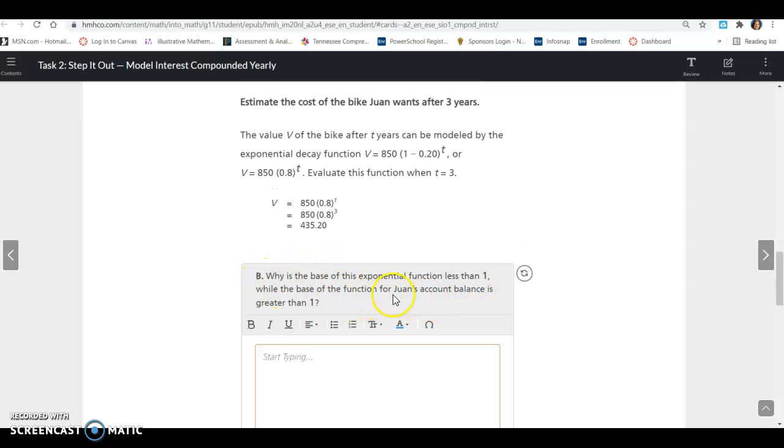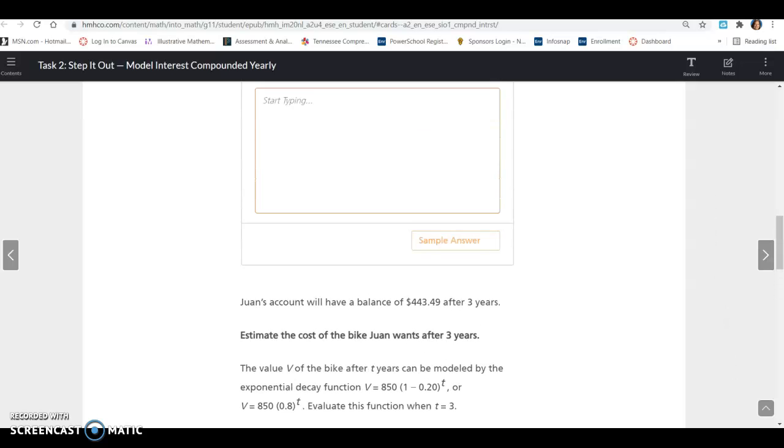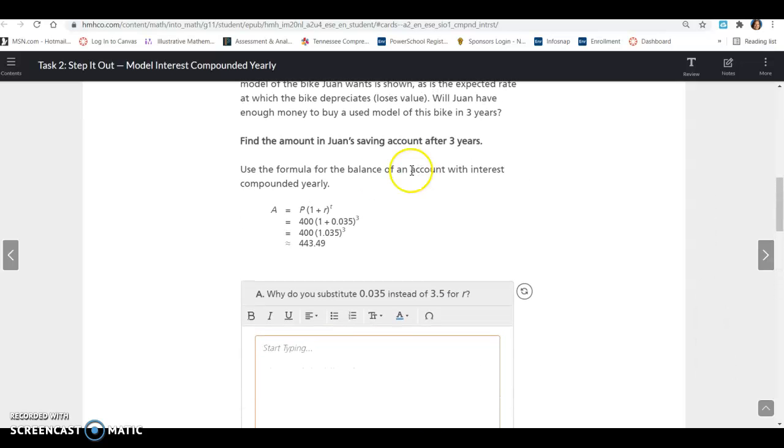All right, so it says, why is the base of the exponential function less than 1, while the base of the function of Juan's account balance is greater than 1? All right, so this was an exponential decay function, and we know that because it was depreciation. Depreciate means it's going to go down in value. So the number inside your parentheses is going to be between 0 and 1. That means exponential decay. The one above was exponential growth because you put your money in a bank and you gain interest. So you're going to make money, so it's going to be greater than 1.